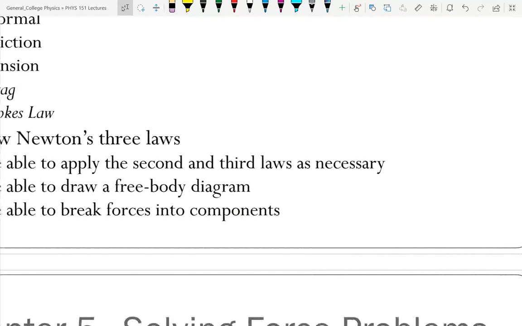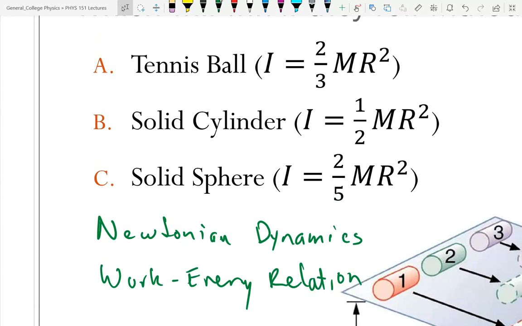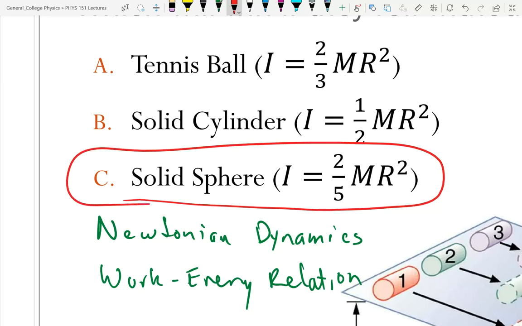So I look at my original problem, and the one with the smallest I should win. So I have 2/3, 1/2, and 2/5. 2/5 is less than 1/2. 2/3 is bigger than 1/2. Hence, it should have been the solid sphere that wins. The hollow sphere, the tennis ball, comes in last, and it should have been the cylinder in between.